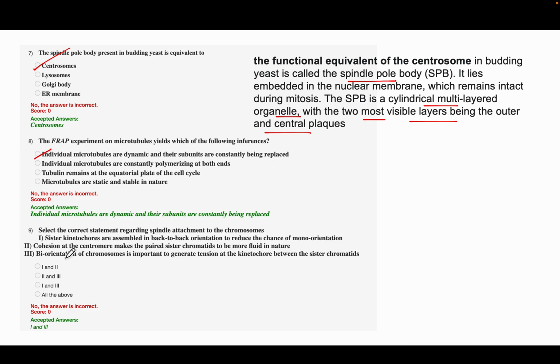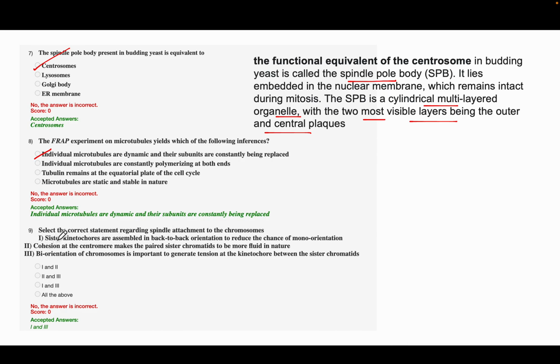So the next question is, select the correct statement regarding spindle attachment to the chromosome. Option one is sister kinetochores are assembled in back-to-back orientation to reduce the chance of mono-orientation. Option 2, cohesion at the centromere makes the paired sister chromatids more fluid in nature. Biorientation of chromosomes is important to generate tension at the kinetochore between the sister chromatids.